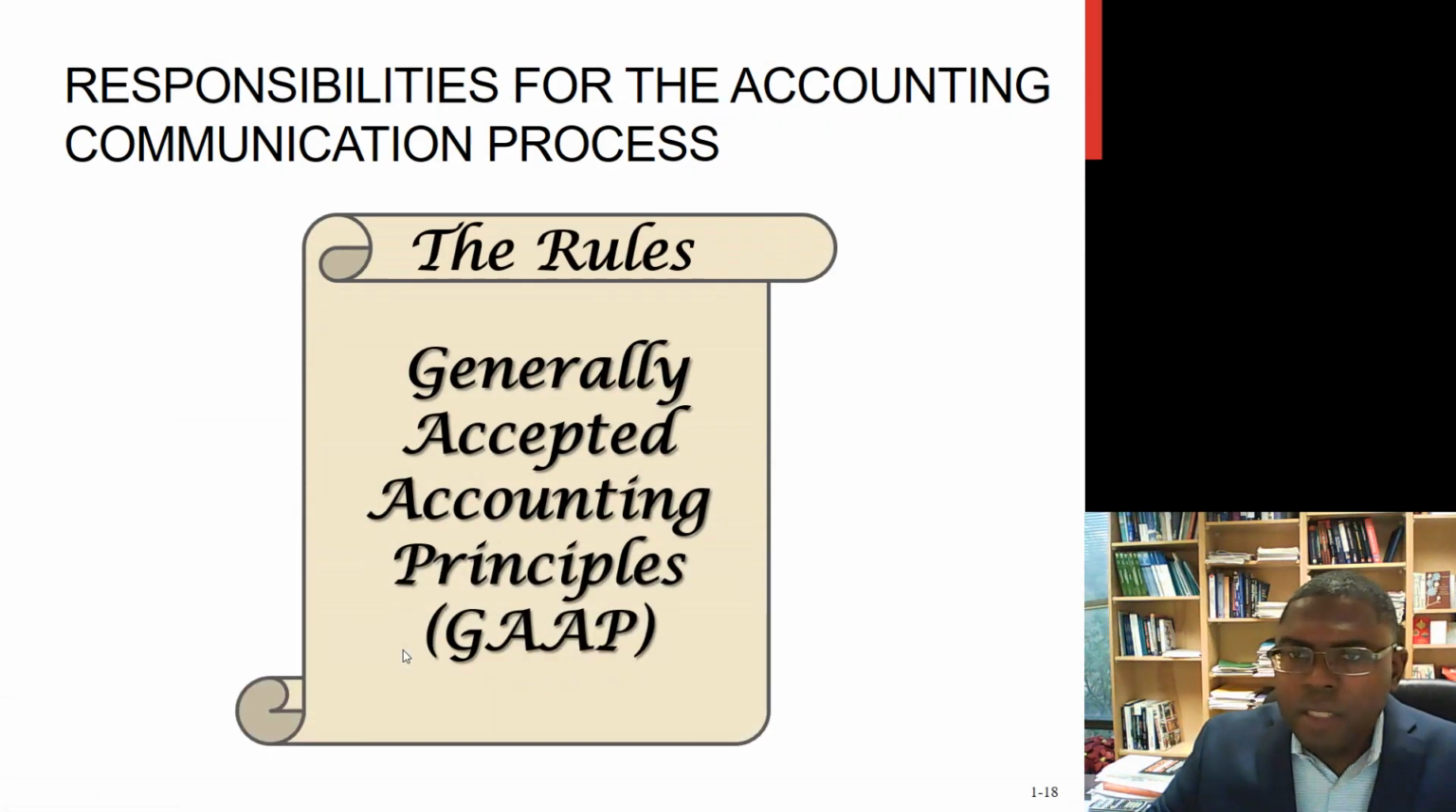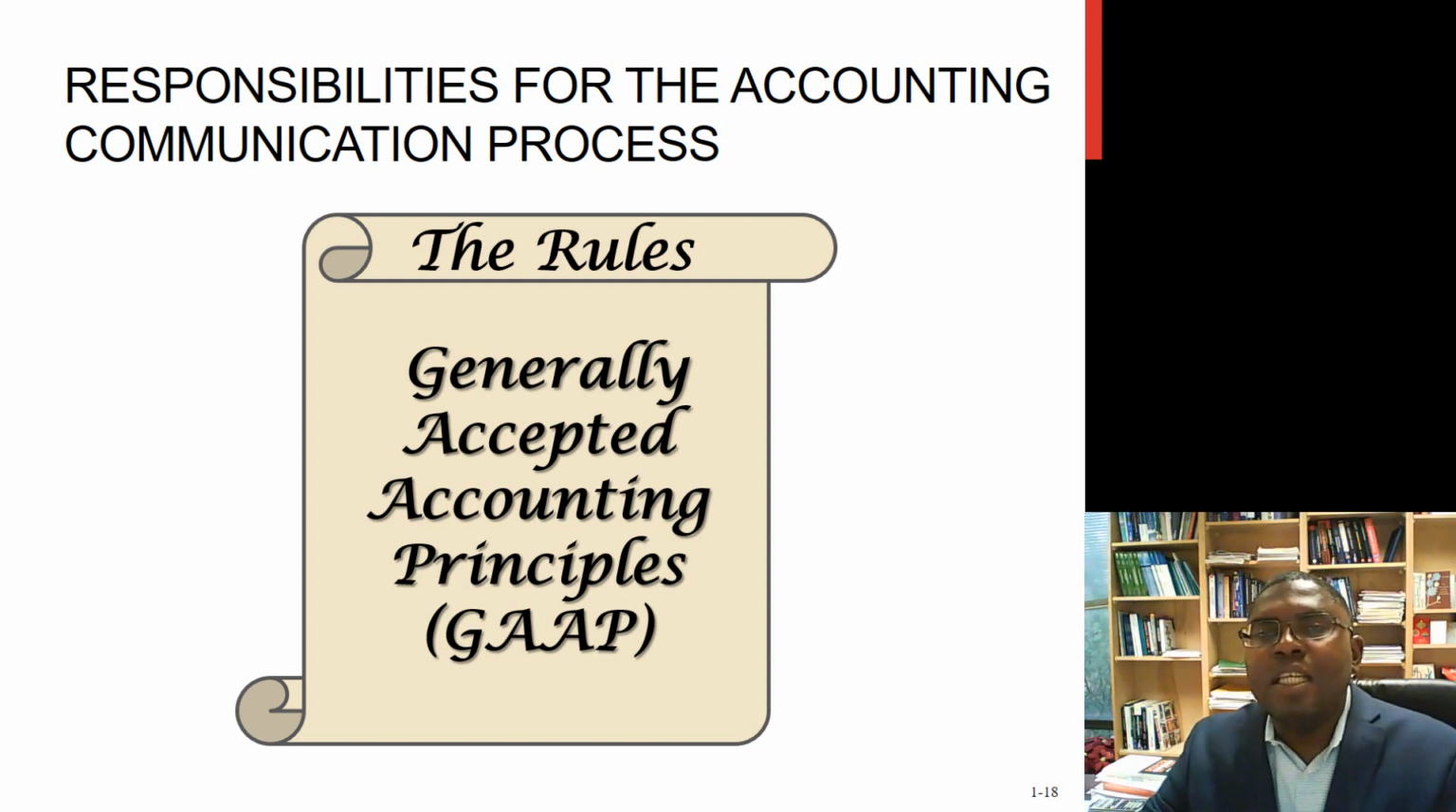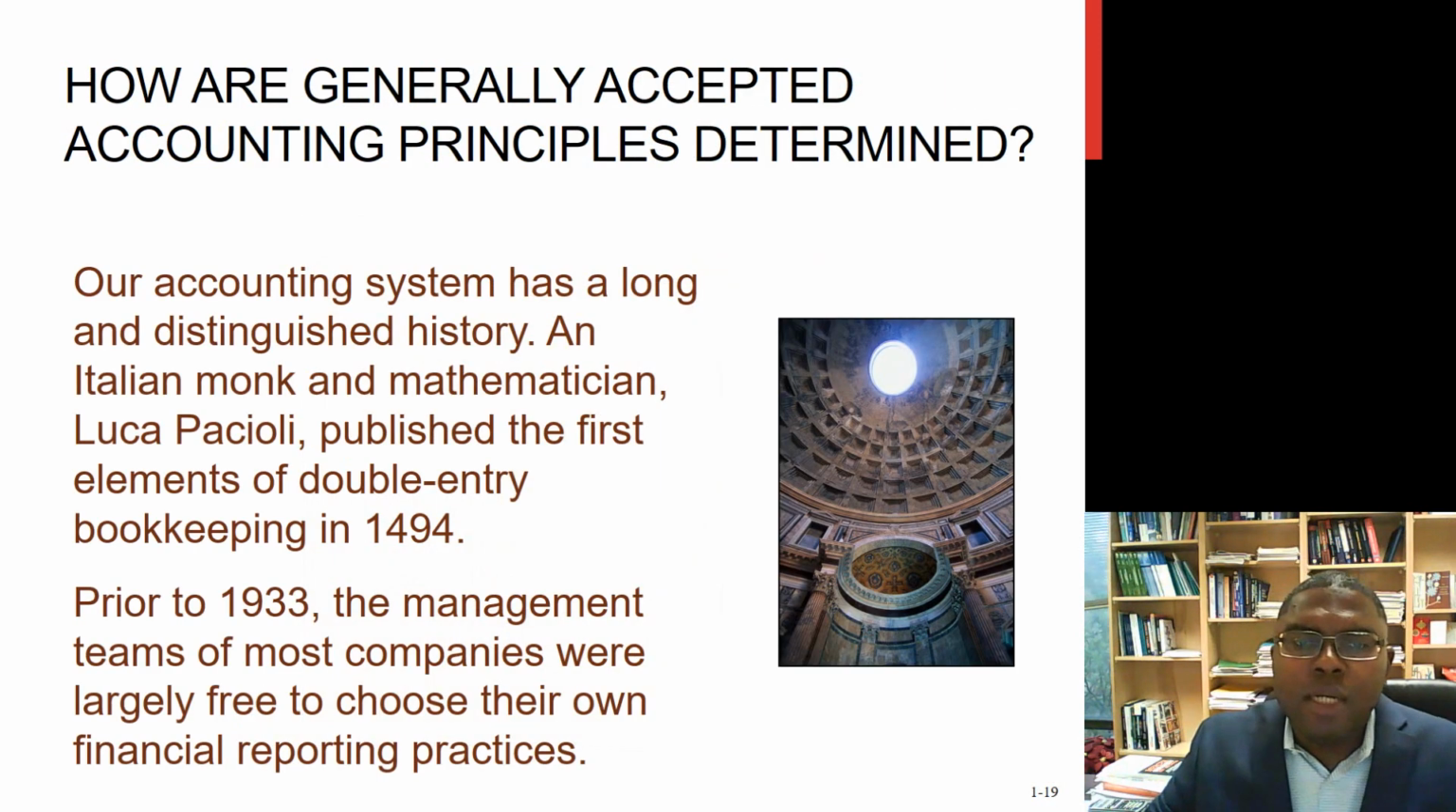We need to take note that there are rules that are put in place to develop the financial statements. In the United States, the rule that is used by companies is known as GAAP, which is the generally accepted accounting principles. So the numbers that are in the financial statements are developed based on GAAP.